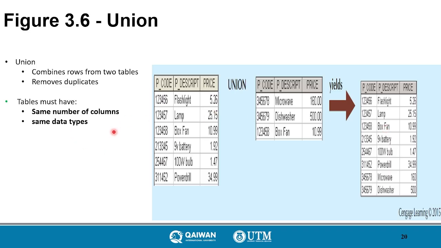The tables must first have the same number of columns: 1, 2, 3 and 1, 2, 3. So these two have the same number of columns and the same data types. The P code here is a number, and also here a number. P descript here is text or a varchar, and also here the same. The price here is 1600, and the price here is the same.